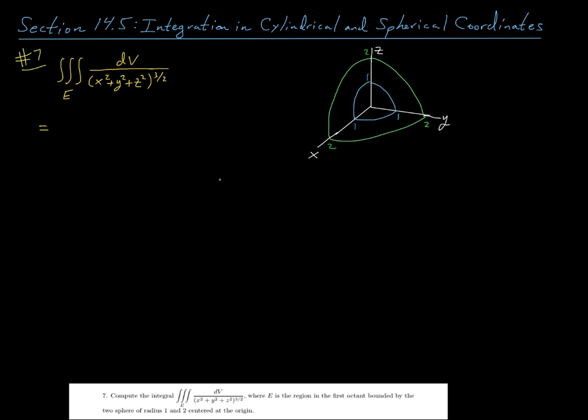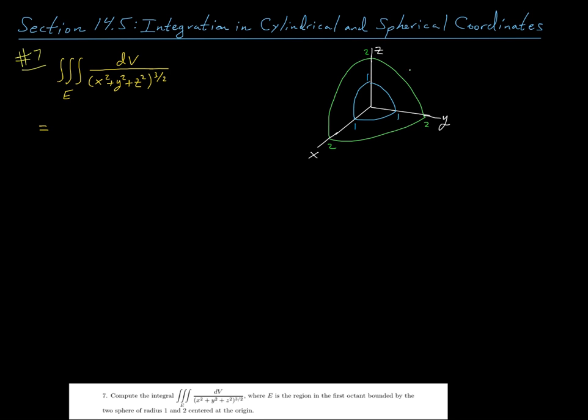All right, question 7 is asking us to compute the triple integral of 1 over the quantity x squared plus y squared plus z squared to the 3/2 power over the region E, where E is the region in the first octant bounded by the two spheres of radius 1 and 2 centered at the origin. So in other words, we're looking at this region between our blue sphere here of radius 1 and our green sphere here of radius 2 in the first octant.